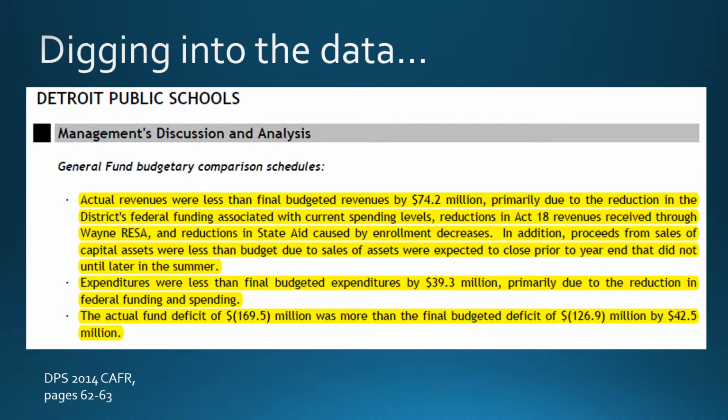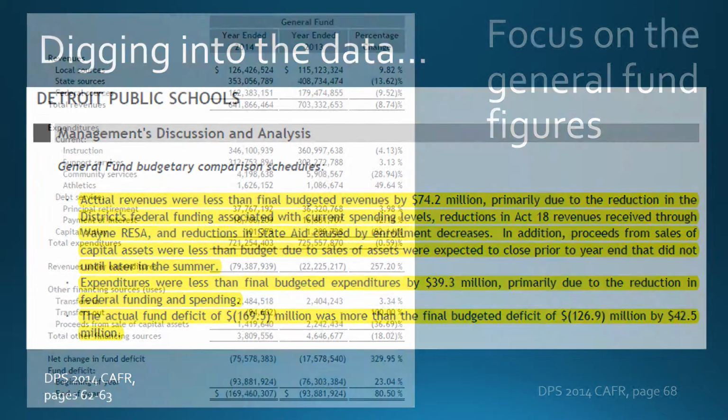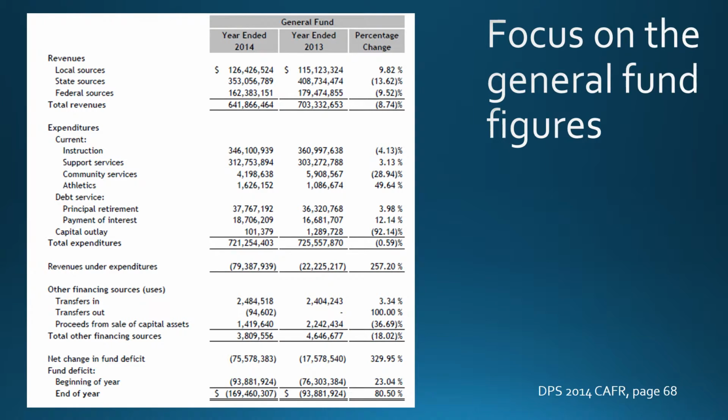And here's another analysis in the management and discussion section of the Detroit Public Schools CAFR, and it lays out a little more information about the actual deficit. It also shows you some more in-depth information about why revenues were down, and gives you in particular reasons here that you can use for your reporting. I would really focus on general fund figures when you're looking at these CAFRs, unless you have a specific issue in a different ancillary fund. The general fund figures are going to be your primary data that you want to be looking at.